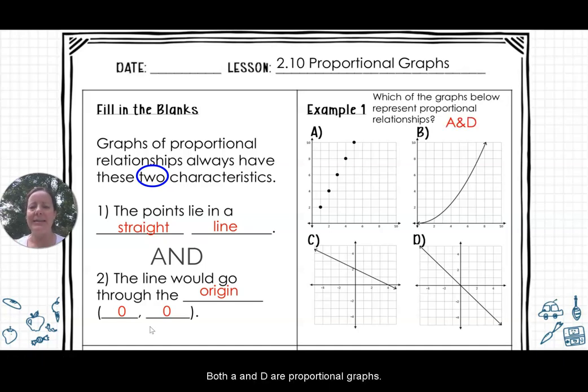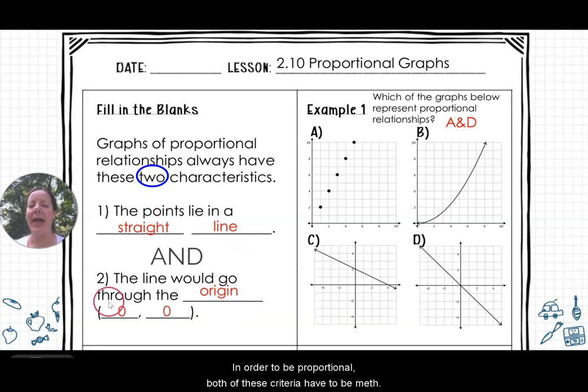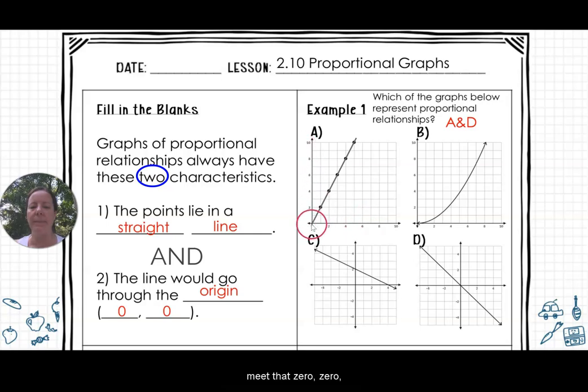Both A and D are proportional graphs. In order to be proportional, both of these criteria have to be met. If I look at A, these points look like they're making a straight line, but they also go through the origin. Where these two axes meet, the x-axis and the y-axis, that's 0, 0. That's the origin. So this line is going through the origin and it's straight.